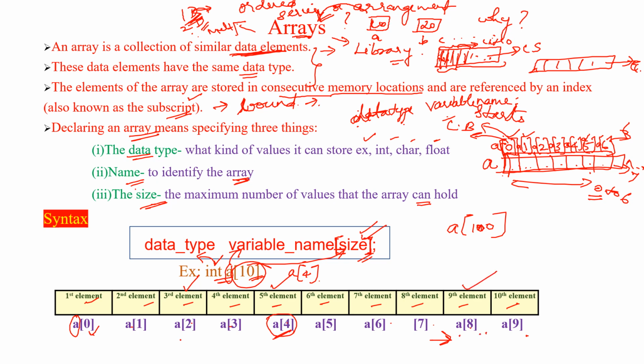These are some of the important points which you have to remember about arrays. So the syntax is data type, variable name, and size.